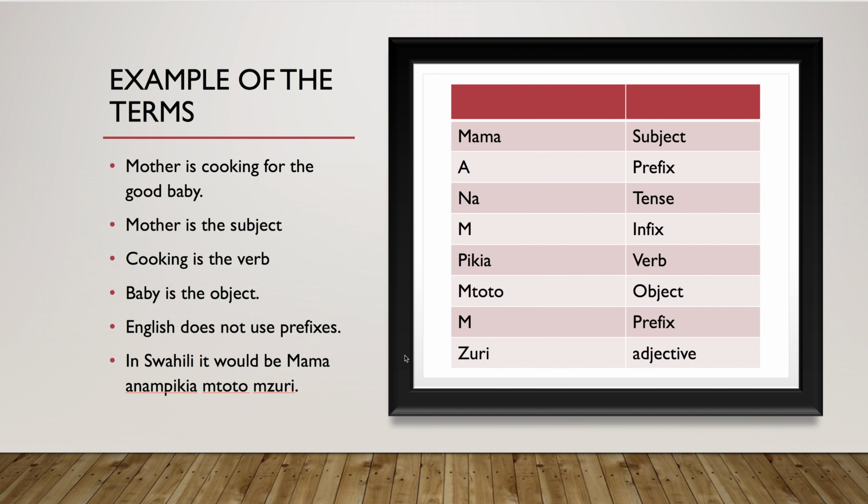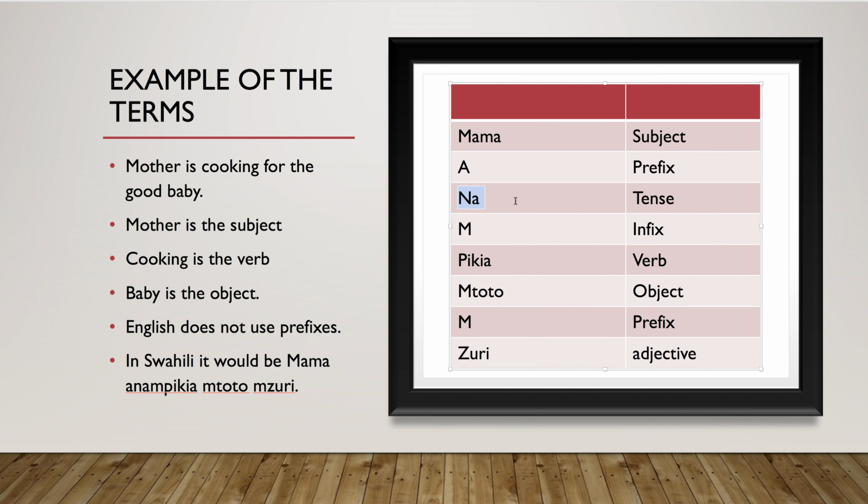Now in Swahili that sentence will be mama, which is the subject, a, which is the subject prefix. This letter here is representing the subject, and then na is the tense, and then m is the object infix. So this letter here tells you an object is coming, and then we have the verb. Mama, subject, a, subject prefix, na, tense. In this case, present tense.